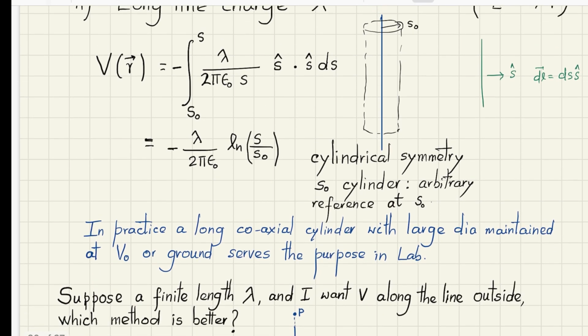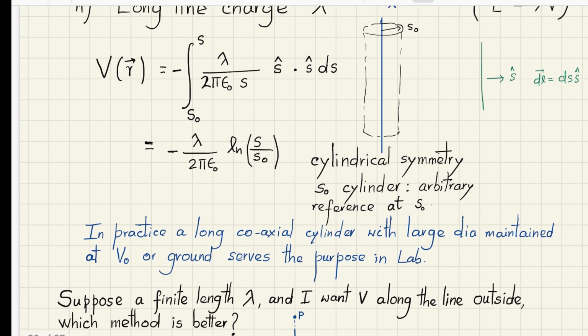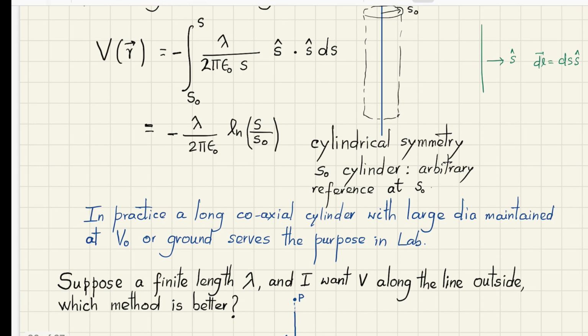Suppose you have a finite length of lambda. Can you do this? Of course you can do that. Suppose there's a finite length of lambda, and I want my potential here. Which method is better? You cannot use Gauss's law. It doesn't have the required symmetry, and hence in this case dq by r is the most important. You can get E from Coulomb's law and then calculate V, but you can directly integrate over this lambda to obtain the potential at point P. Try that as a task.